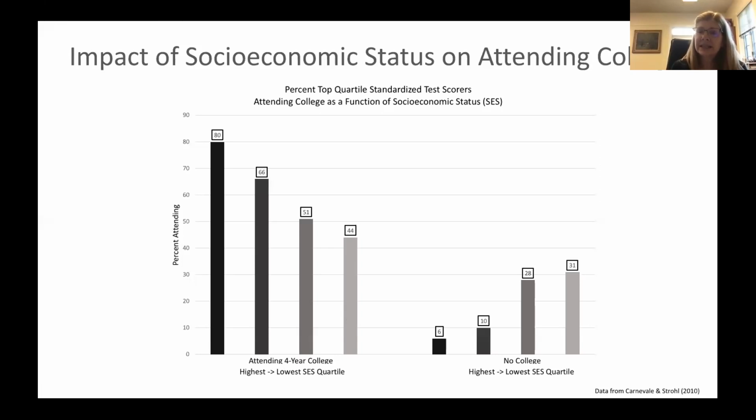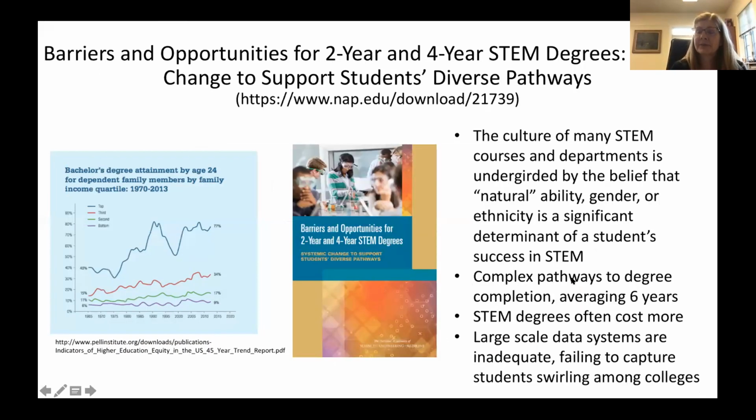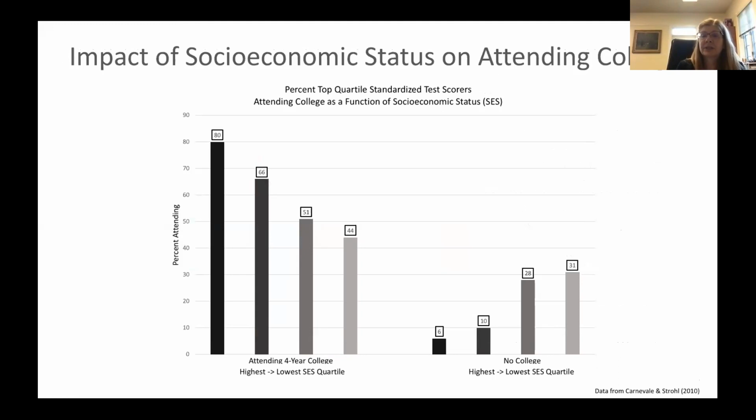These are equally academically capable students based on standardized test scores. The differentiating factor is family income. And here, who doesn't go to college? Only 6% of very talented young people from economically privileged families versus a third of the students from less economically able students' families. So you can see again how we get this gap in college degrees over time.